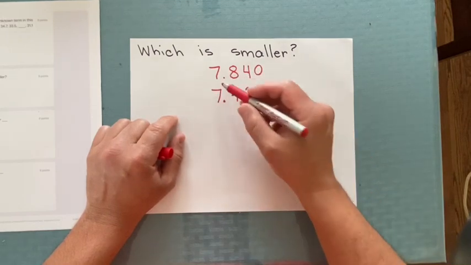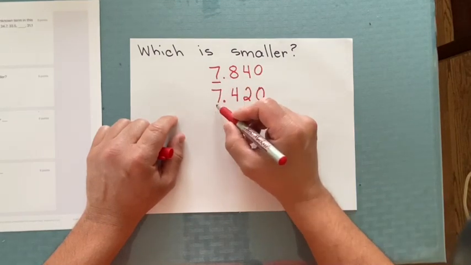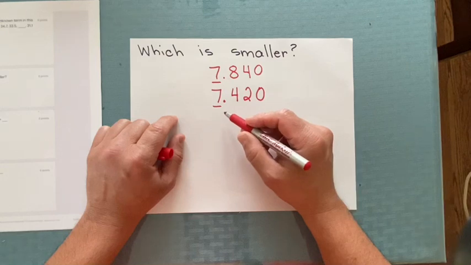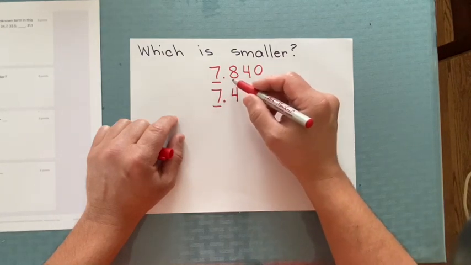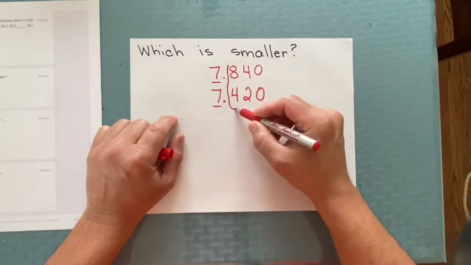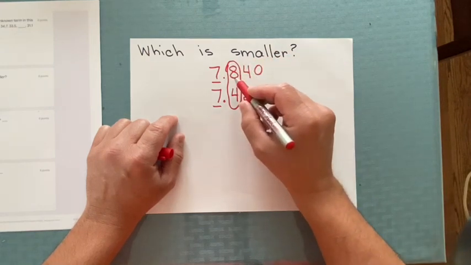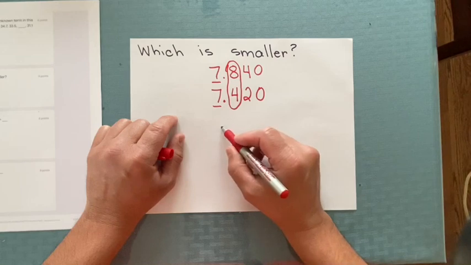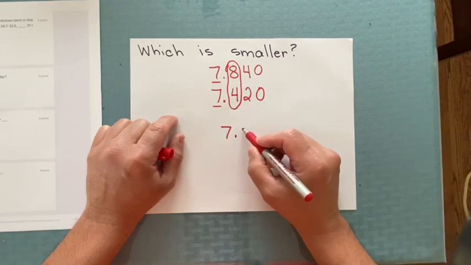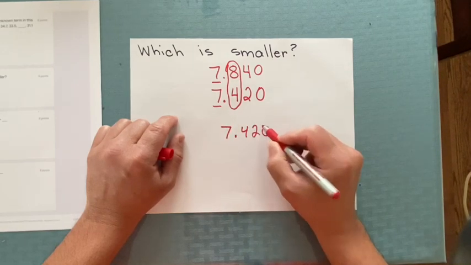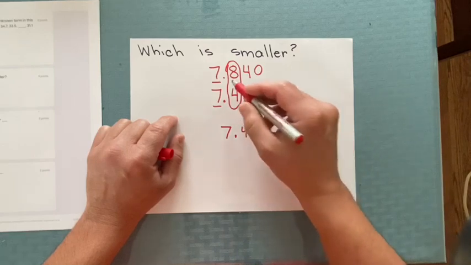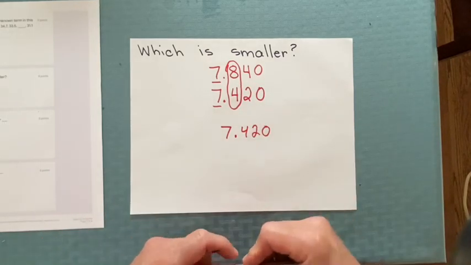Now, remember, when you compare, always begin all the way to the left, at the highest valued number. In this case, it is in the 1 spot. And you can notice the 7 and 7, well, they're the same. So it doesn't really help us yet. But we're going to notice that once you get to the tenths spot, that is the first place where the digits are different. We're looking for the smaller number. The 4 is smaller than the 8. Therefore, our answer here would be 7 and 420 thousandths is less than 7 and 840 thousandths.